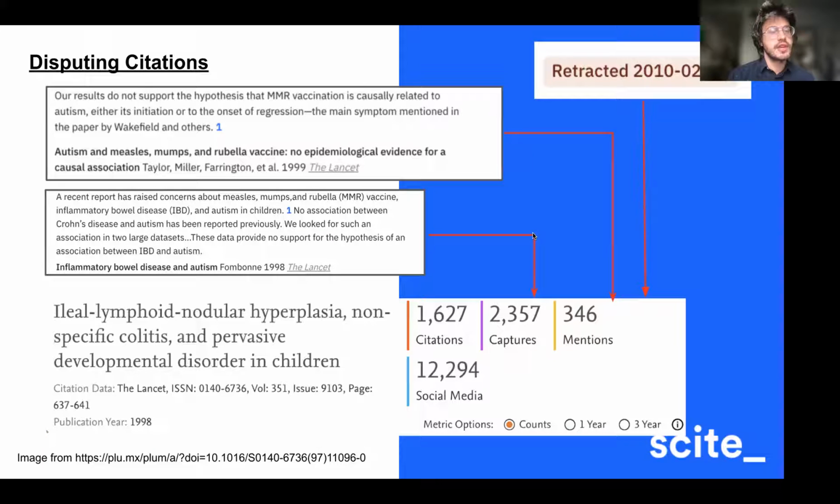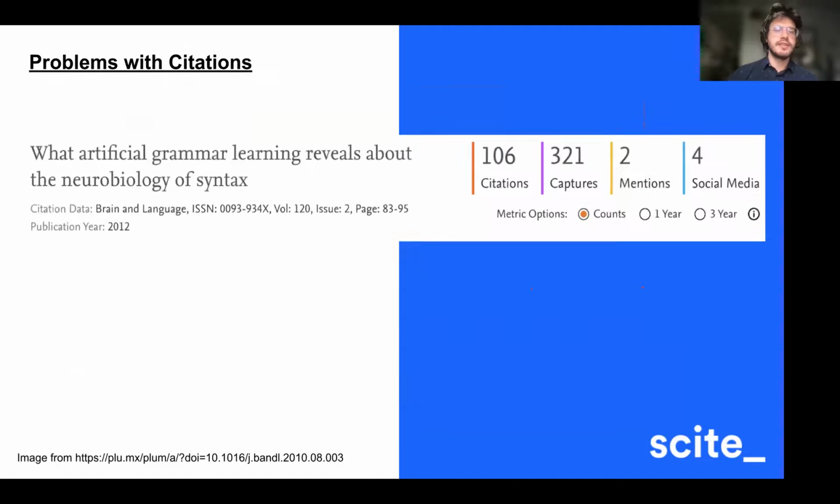It's the publication that suggested a link between autism and vaccines, and many of the citations are actually very critical of this publication, including trying to do replication studies and not being able to replicate, finding flaws in the methodology, and so on. So even though there are 1,600 citations, many of those citations are very critical. So this number is not a proxy for quality, and that's something Scite can help us dig into.